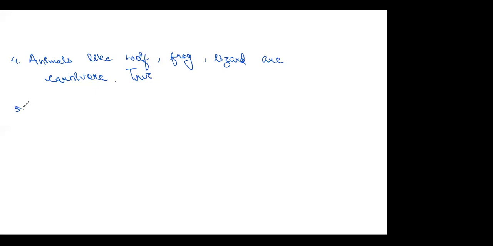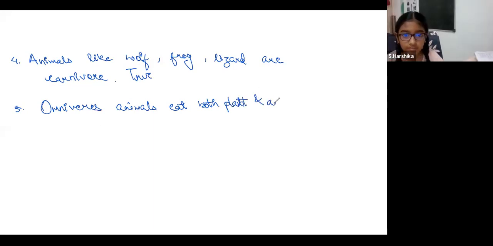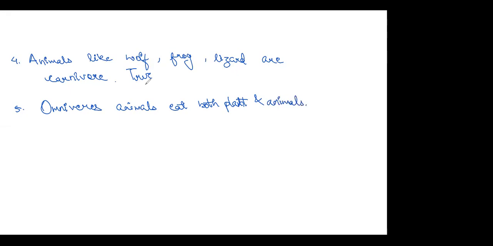And the last is: omnivores are animals that eat both plants and animals. Plants and animals. Yes, ma'am, that's true. Yes, this is true.